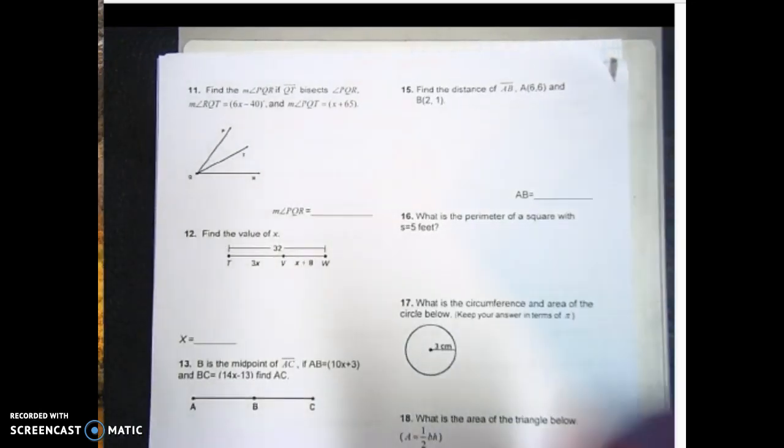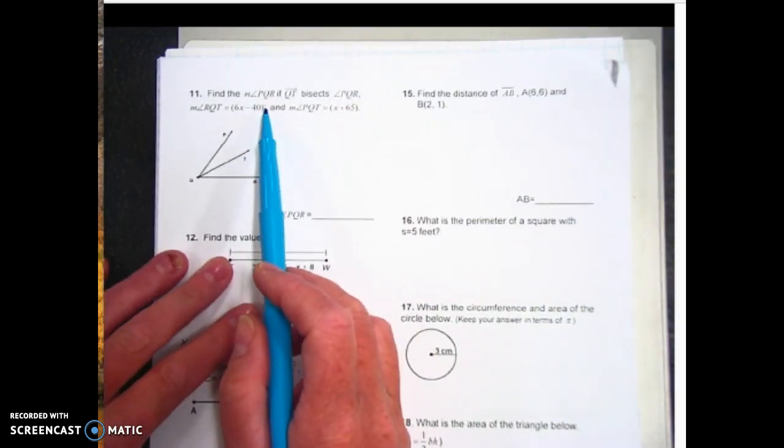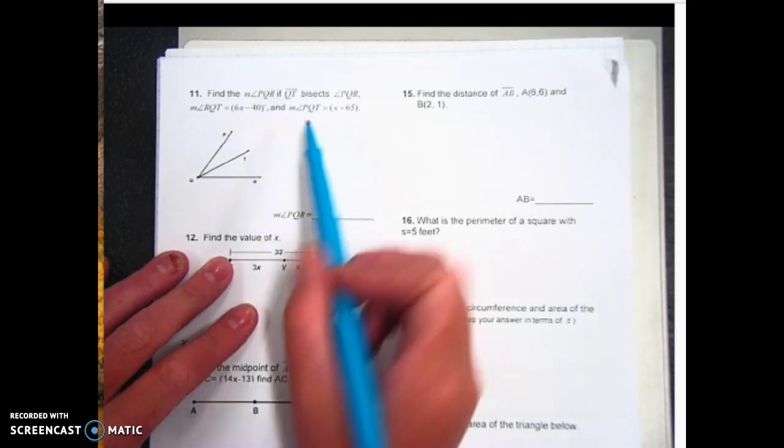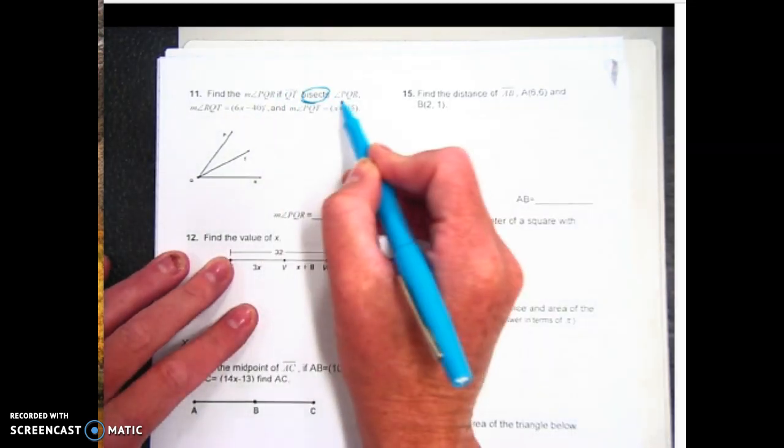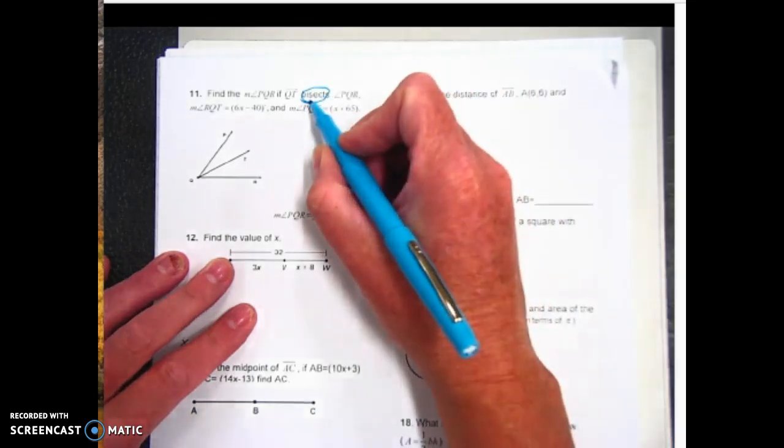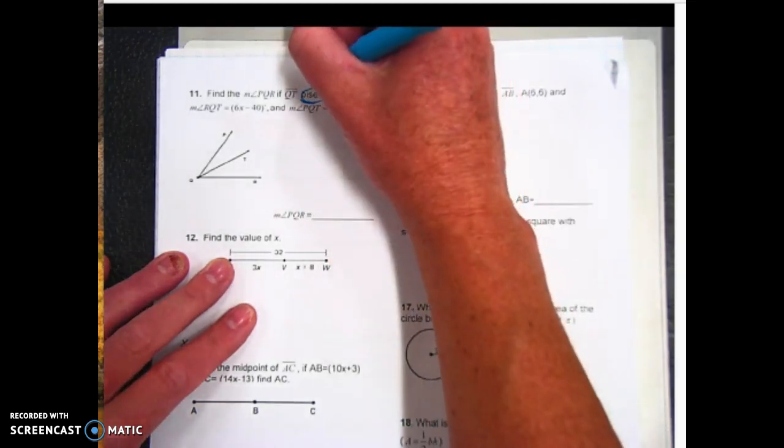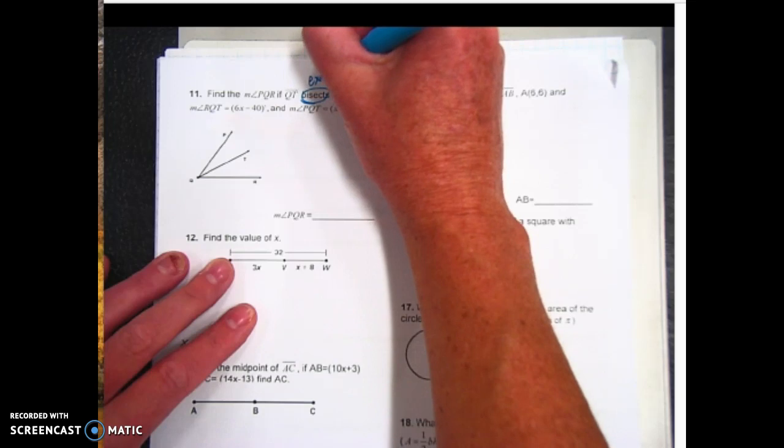All right, so this is page 2 of the Chapter 1 practice test for geometry. And we're up at the top with number 11, which says to find the measure of angle PQR if QT bisects angle PQR. So you got to know what this word bisects means. It cuts it exactly in half.